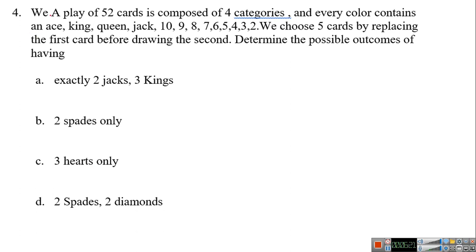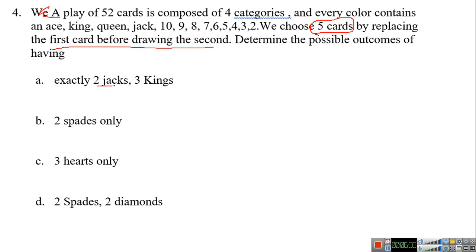We play with a deck of 52 cards. You know the cards, you have 4 categories: heart, diamond, club, and spade. You have 2 colors, red or black. You have these numbers. We're going to pick 5 cards. The first card drawn, we replace it, so it's with replacement, replacing the first card before drawing the second.